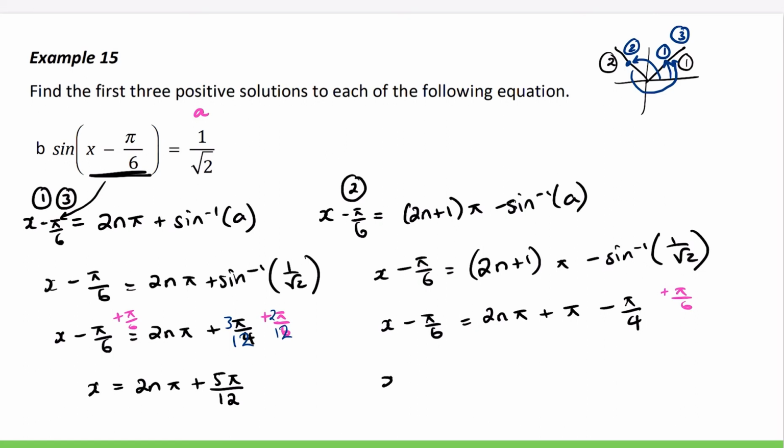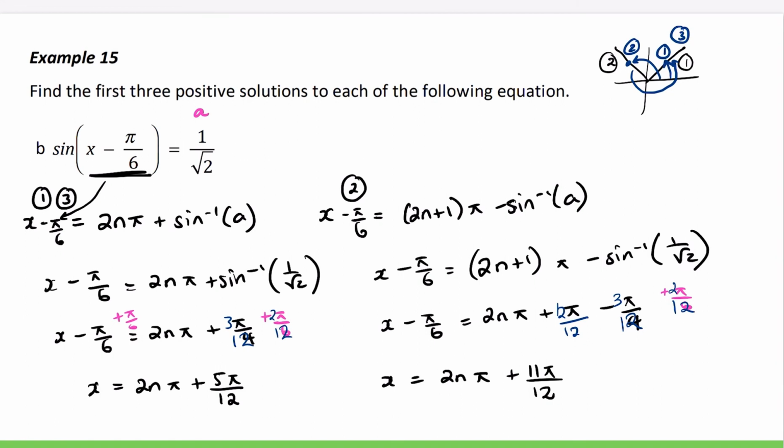And then for the second one, we will have 2nπ. Now we've got plus π minus π on 4 plus π on 6. So again, we're just going to quickly change the denominator so it's nice and convenient. So that's 2π on 12. And then here I can write this on 12 as well. So that'll be 12 minus 3, which is 9, plus 2, which will be 11. So that'll be plus 11π on 12.